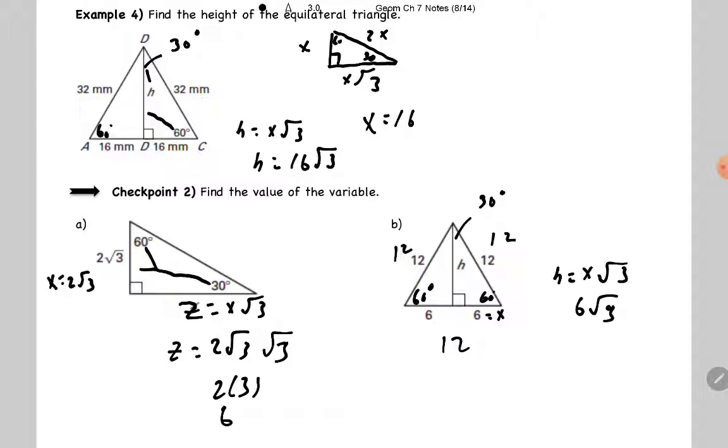Now there is another way of solving for h, if you remember the Pythagorean theorem. But using these special right triangles, we can solve these a lot quicker.